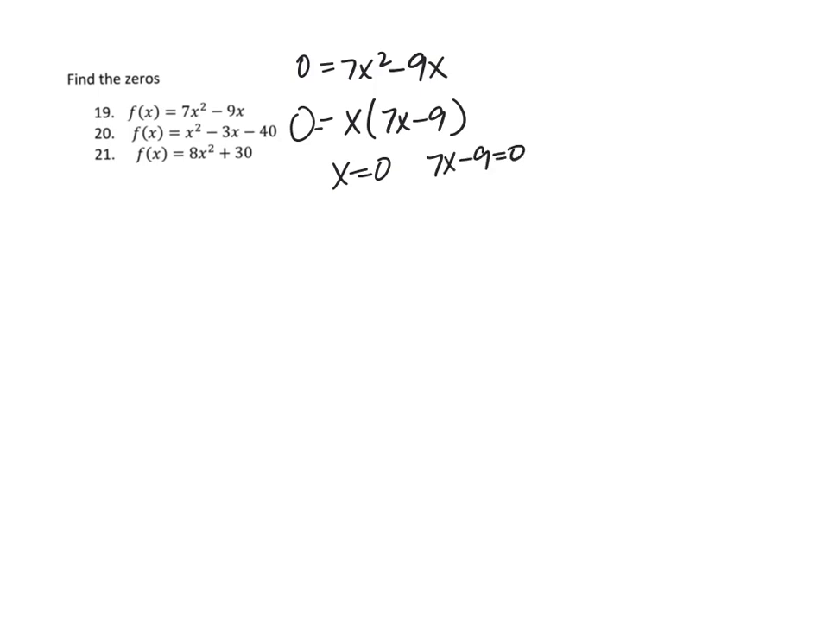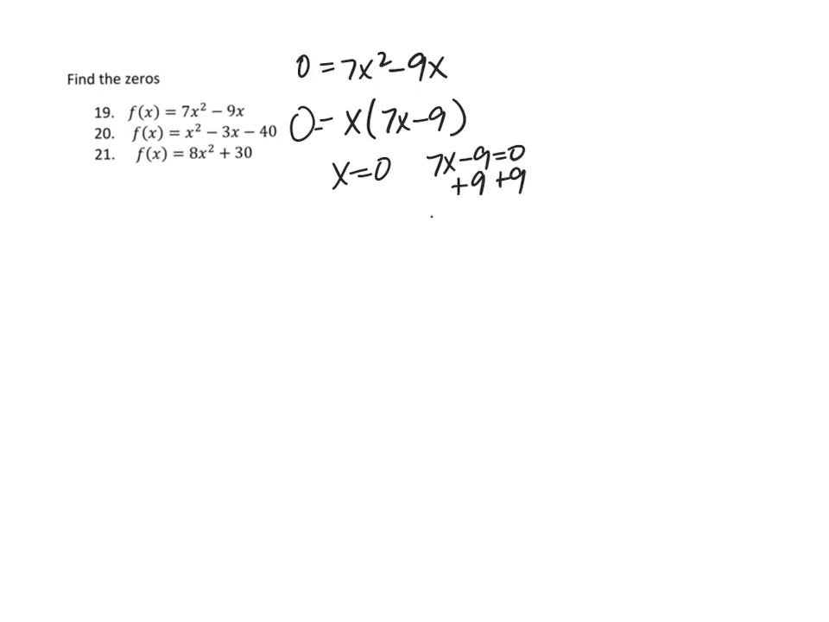Find the zeros. This one says find the zeros. This might be out of order. Find the zeros means make it equal to 0 and then solve it. So here we're going to choose our method. When I see the x squared and x and no constant, I immediately want to factor x out. So x times 7x minus 9. And so x is equal to 0, and 7x minus 9 is equal to 0.